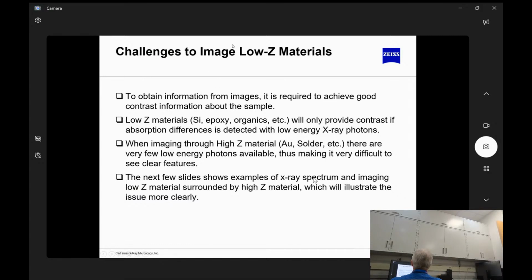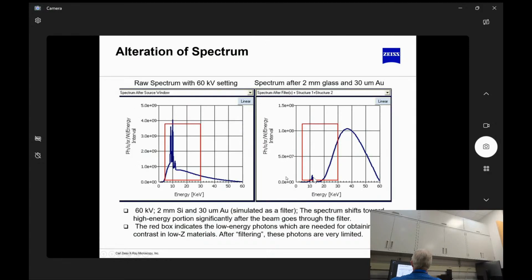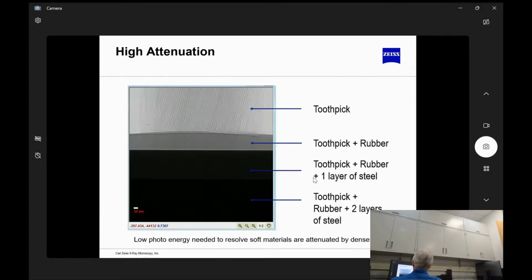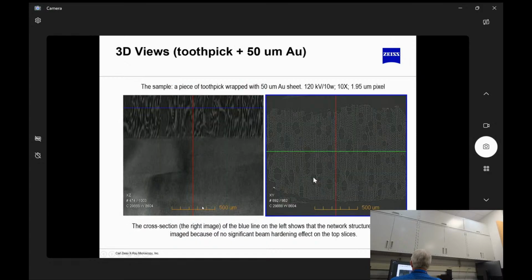Okay. Now, low Z materials have their own challenges, because a lot of times our filtering takes out all the energy that's going to be interacting with those low atomic number materials. So here we've got a toothpick, and a toothpick with steel and 2 layers of steel, and we can't see a whole lot there. But at the top, I've got the toothpick, and I can see the toothpick very clearly. At the bottom, I wouldn't be able to see the toothpick hardly at all.